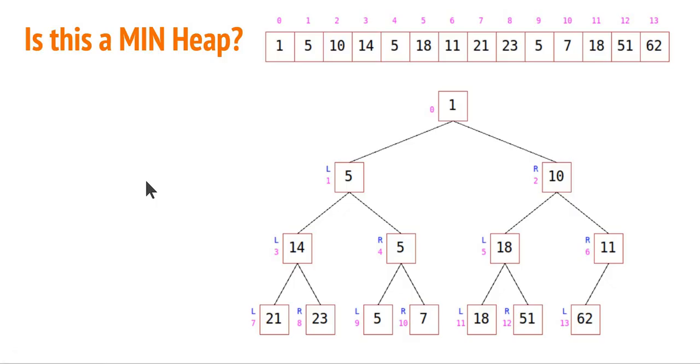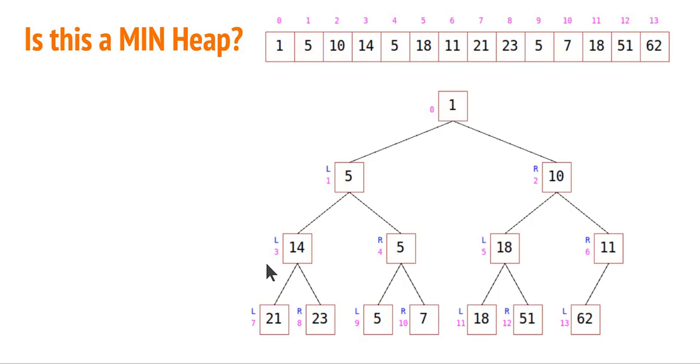Do think about it. Do pause this video right here and get your answer before moving further. Is this list a heap? Notice here we have 5, we have 5 again, we have 5 again. Now, the way we determine this answer is, remember, back to basics, just apply the rule. Every parent must be less than or equal to the children. So in this case, 1 is definitely less than 5 and 10. This 5 is less than or equal to its children, which is 14 and 5. This 5 here is also less than or equal to its children, which is 5 and 7 respectively. So yes, indeed, this is a heap.